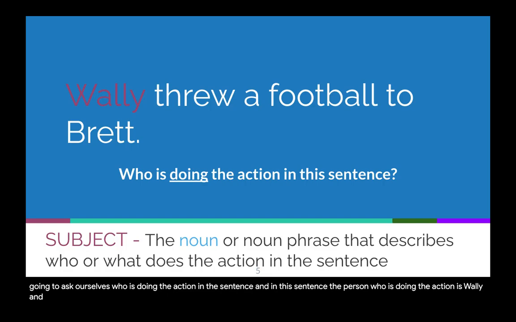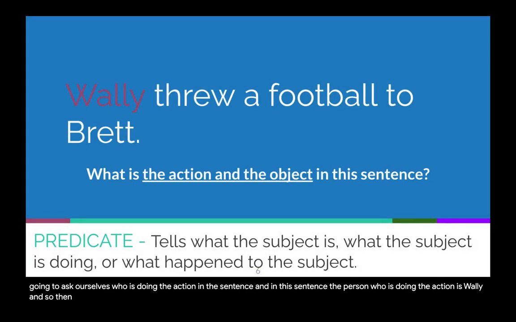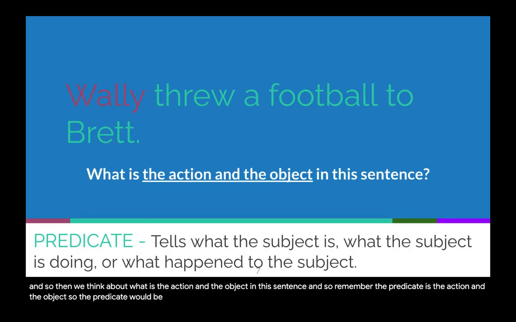And so then we think about what is the action and the object in this sentence. And so remember, the predicate is the action and the object. So the predicate would be threw a football to Brett. And that's because the action is threw, and the objects that received this action are a football and Brett.